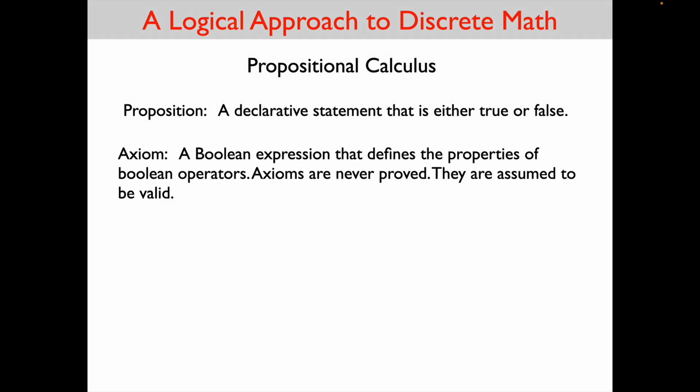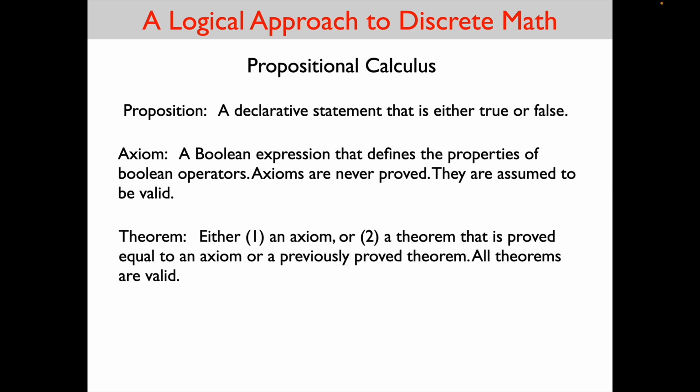And we defined what an axiom is. An axiom is a Boolean expression that defines the properties of Boolean operators. Axioms are never proved, they are assumed to be valid, in other words, true in all states. And then we defined what a theorem is: either 1, an axiom, or 2, a theorem that is proved equal to an axiom or a previously proved theorem. All theorems are valid.